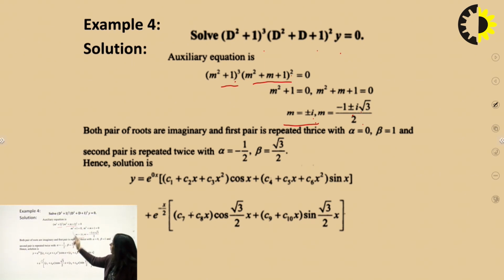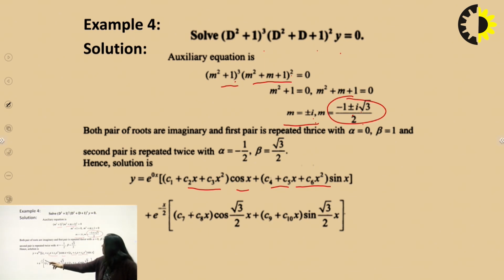Now for these roots, the complementary function is e power 0x, and for the roots plus iota and minus iota repeated thrice, the complementary function term is (c1 plus c2x plus c3x square) into cos x plus (c4 plus c5x plus c6x square) into sin x. And for these roots the term is e power minus x by 2 for real terms, and for imaginary terms (c7 plus c8x) cos root 3 by 2 x plus (c9 plus c10x) sin root 3 by 2 x.